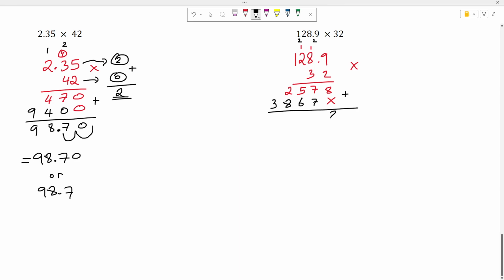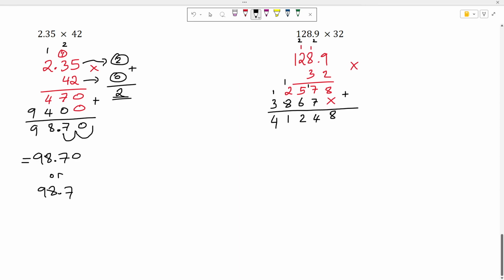8 plus nothing is 8. 7 plus 7 is 14. 4 down, 1 carry over. 6 plus 5 is 11. 11 plus 1 is 12. 2 down, 1 carry over. 8 plus 2 is 10. 10 plus 1 is 11. 1 down, 1 carry over. 1 plus 3 is equal to 4.